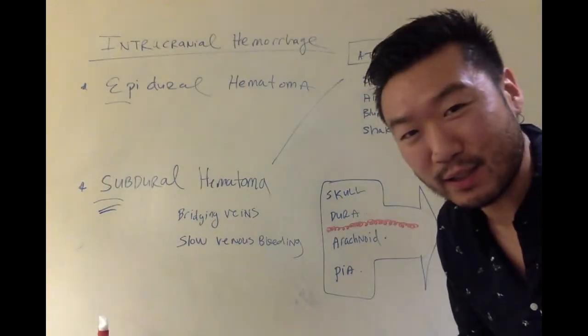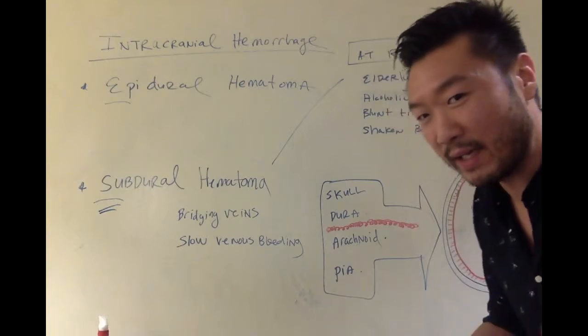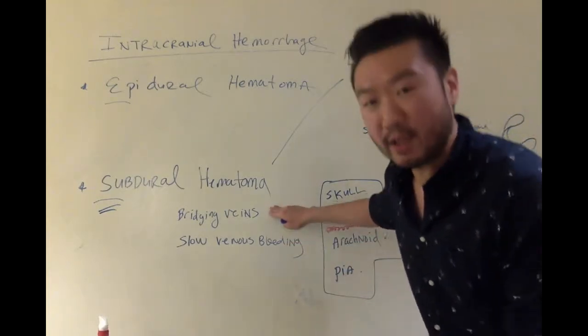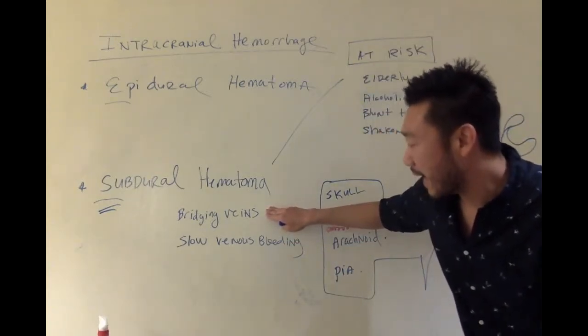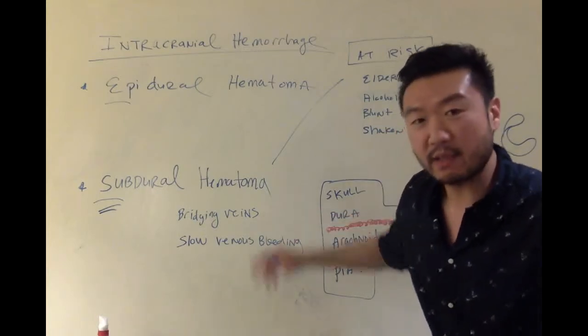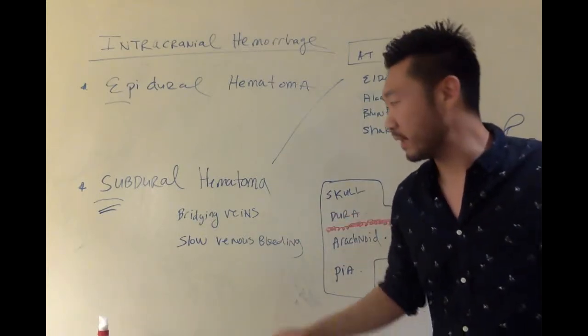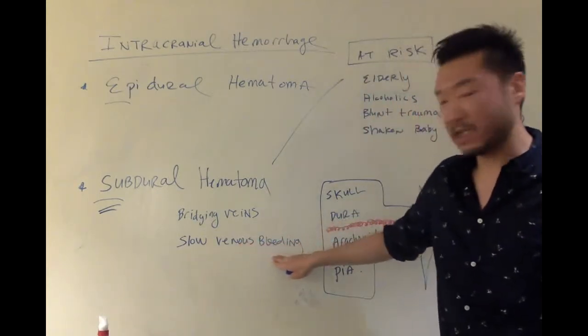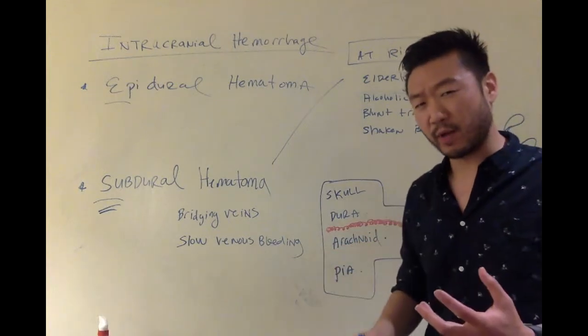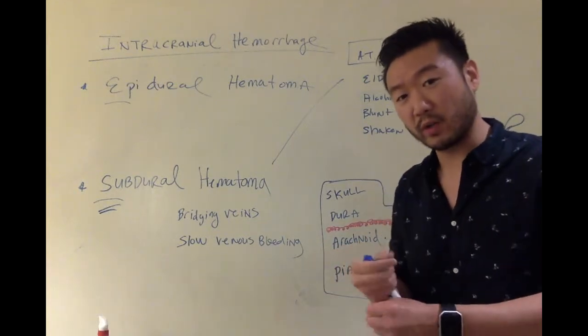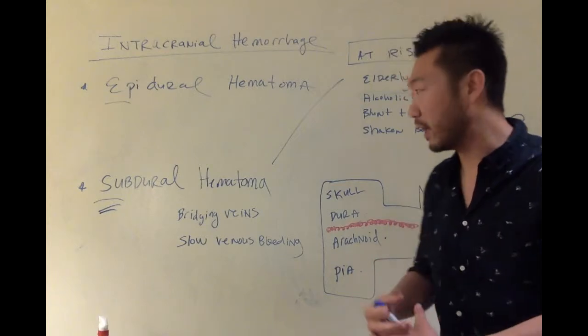So why does it look like a croissant? And the biggest reason is these are bridging veins. And with veins, they're a slower type of bleeding. So you're going to get slow venous bleeding. Remember, that was different from the epidural, where it was the artery that was gushing out blood.